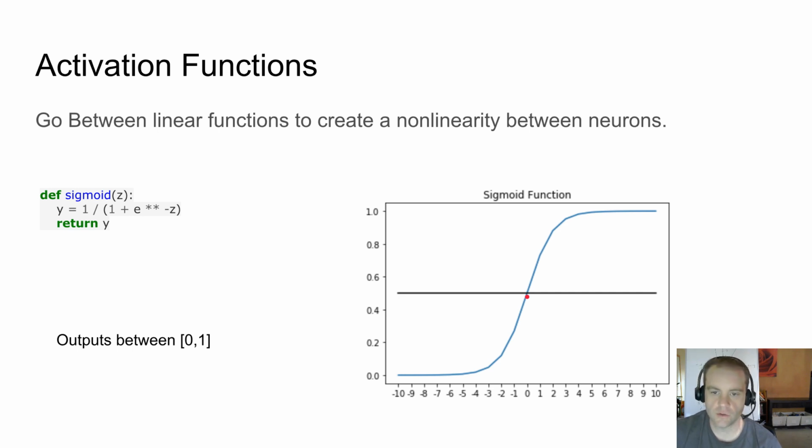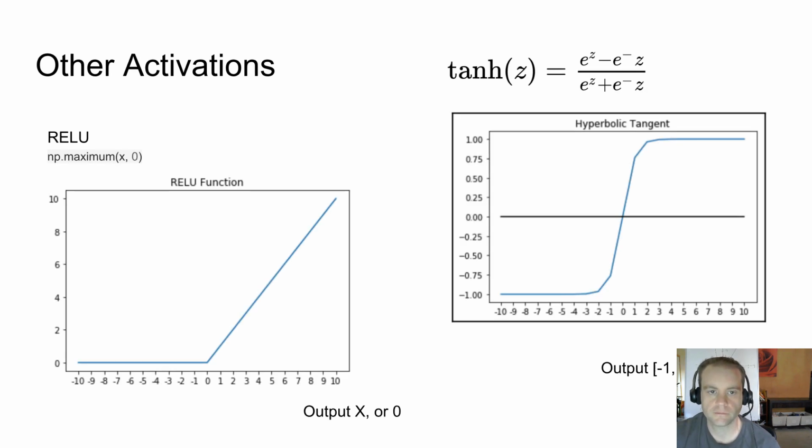This allows the neurons as they're stacked upon one another to learn these nonlinearities. There are a lot of other activations, and it turns out that some of these are better for neural networks.